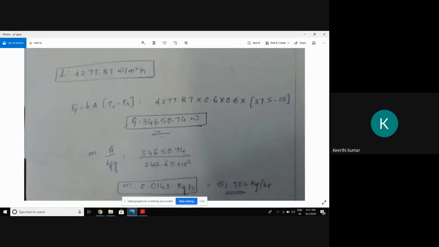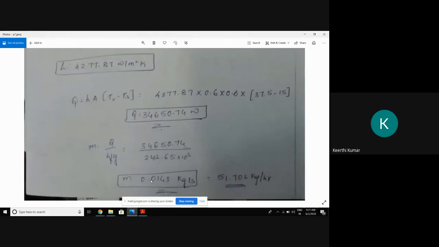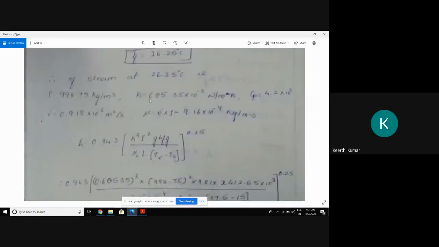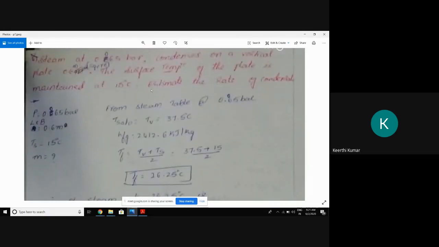We'll come to that. Q is equal to m dot into HFG, where m dot is equal to Q by HFG. Q is substituted here, HFG is known. We only want m dot. To find out m dot, Q is required. To find out Q, H is required. So we found out first H, then Q, then m dot. If you substitute, m dot we will get 0.0143 kg per second.